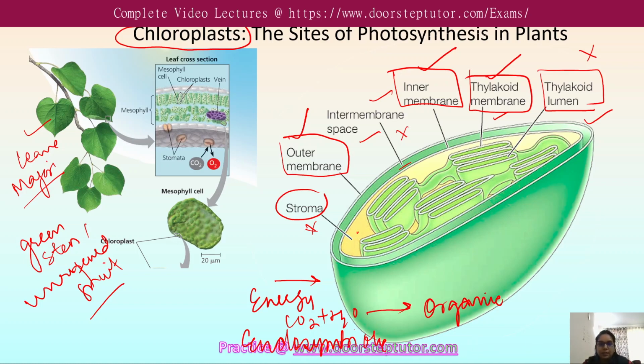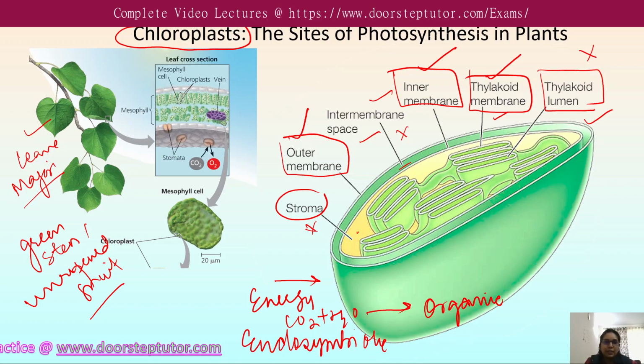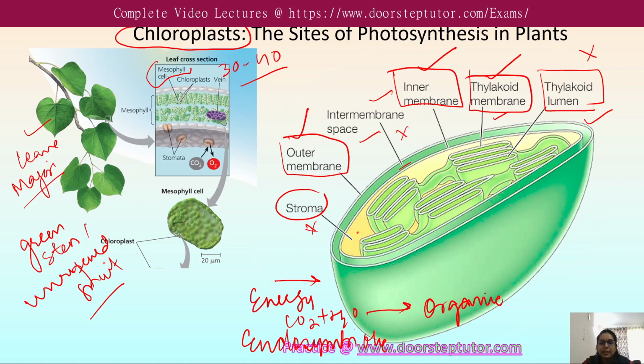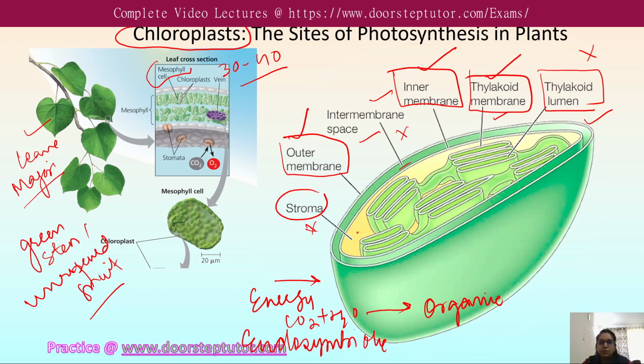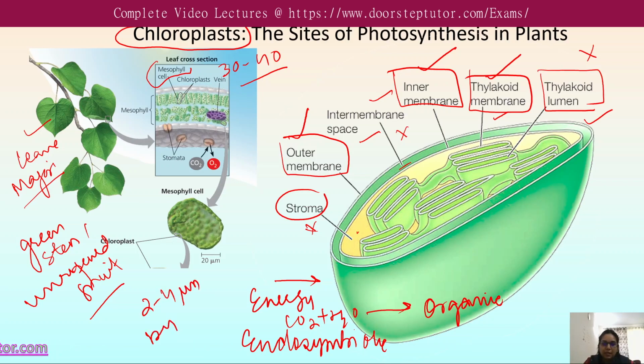In the leaves, the mesophyll cells are there, as we can see, and they are mainly present in the interior of the leaf, which contains about 30 to 40 chloroplasts. Means the mesophyll contains the maximum portion of the chloroplasts, and the chloroplast measures about 2 to 4 micrometers by 4 to 7 micrometers.